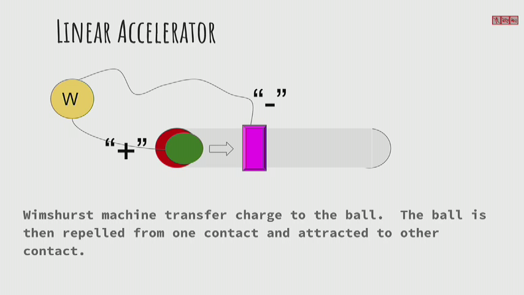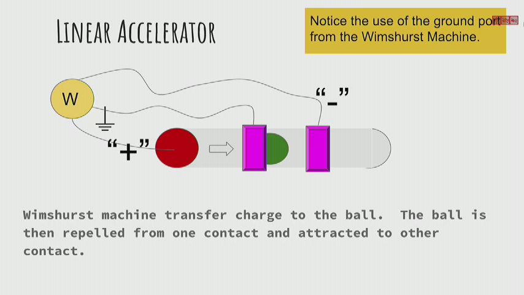That end of the tube is then connected to aluminum foil, which makes electrical contact to the ball. The machine then transfers charge to the ball. The ball is repelled from one contact and attracted to the other contact. And then we use the ground port from the machine, this one, to separate the voltage gap into two segments, like this.